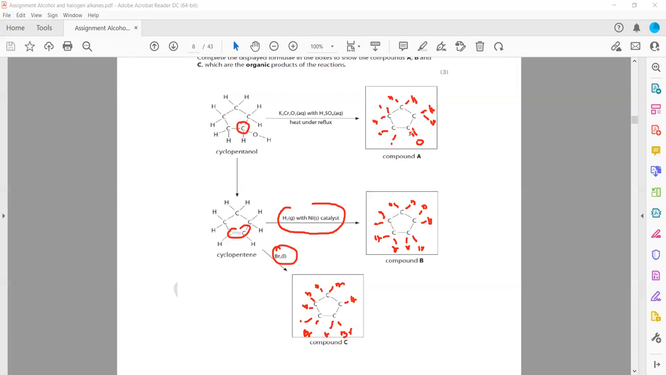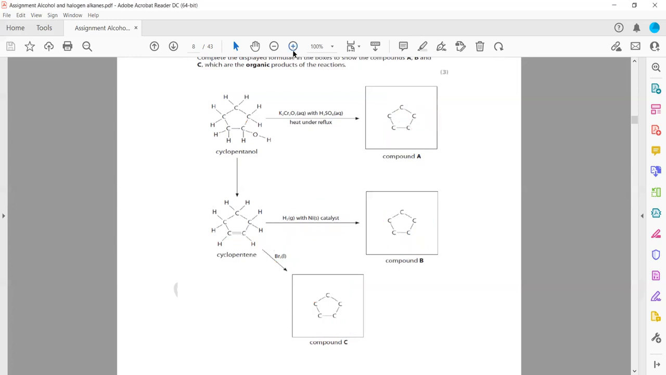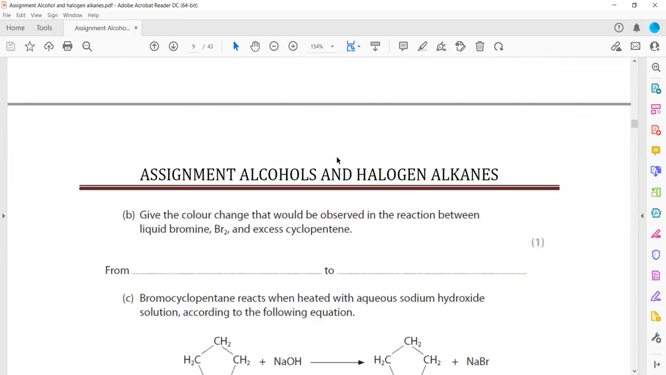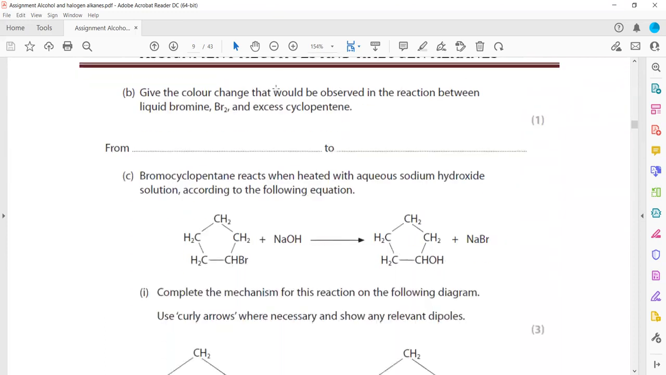So the first one is oxidized to a ketone. The second one, hydrogenation, means addition of hydrogen, and the third one is basically a test to check the presence of a double bond, or we can also say bromine water test. If it is aqueous bromine, it is orange. But if it is liquid bromine, it will be red-brown. So the starting color should be red-brown, or orange is acceptable, and the final color will be colorless.